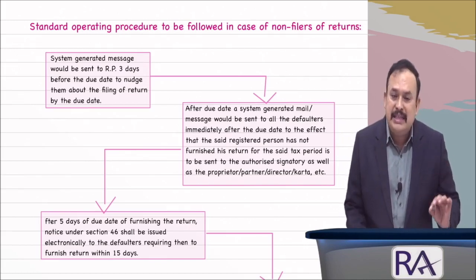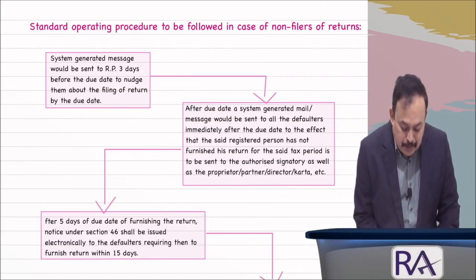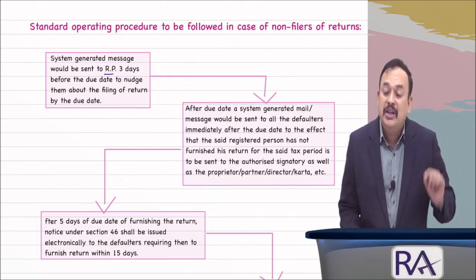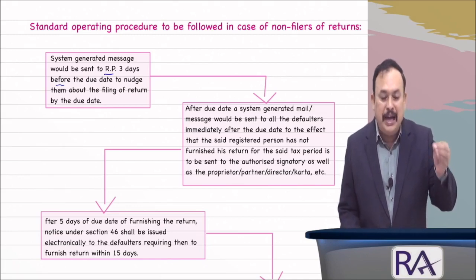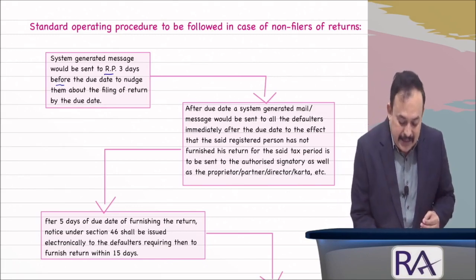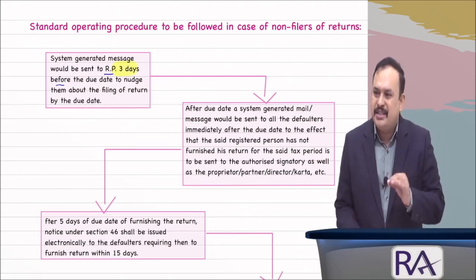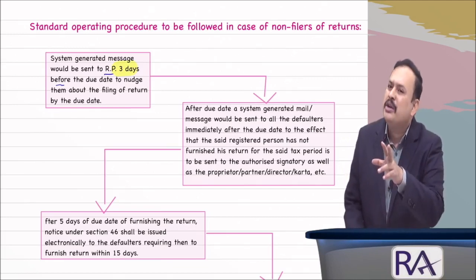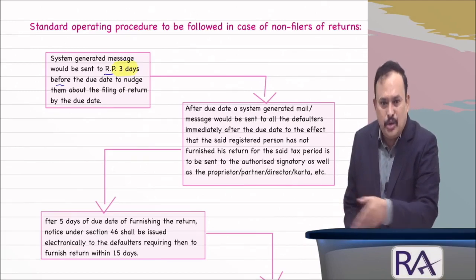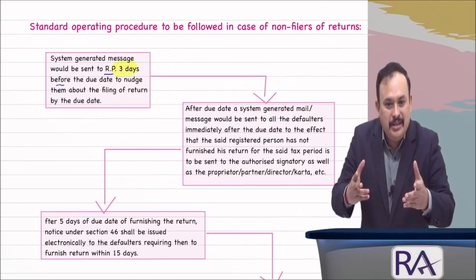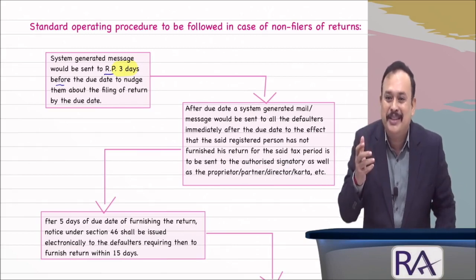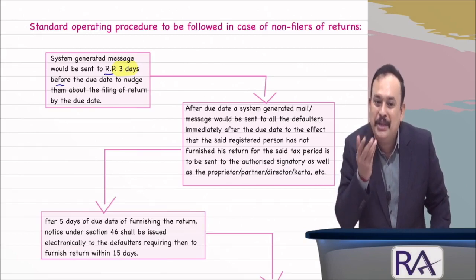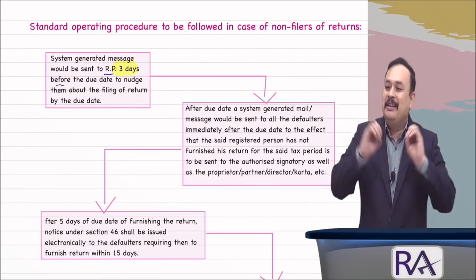A system generated message should be sent to the registered person, RP means registered person, 3 days before the due date to nudge them about the filing of the return by the due date. It is for all. A gentle reminder: hey, assessee, your due date of filing the return is going to fall on so and so date. Like that, just a reminder should be sent by the department, an auto-generated message with the help of system software, GST network portal, 3 days before the due date. Is that clear? Inform all the assessees, all the registered persons.